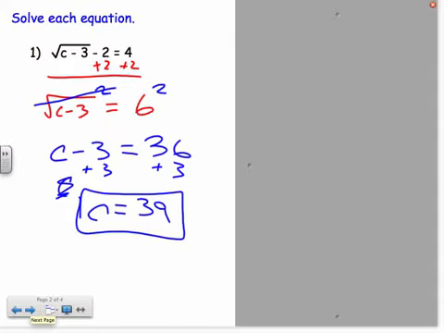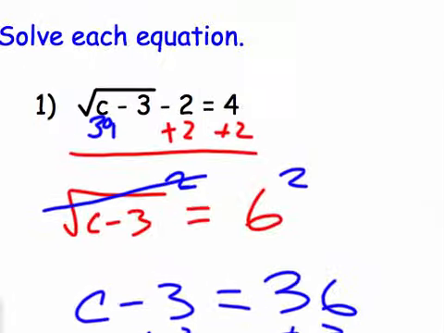And I could always plug it back in and check. If I plug in 39 in my original equation, 39 minus 3 is 36, and the square root of 36 is 6, and 6 minus 2 gives me 4. So it works out.